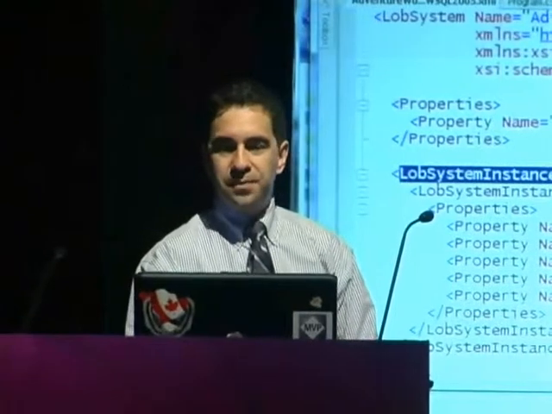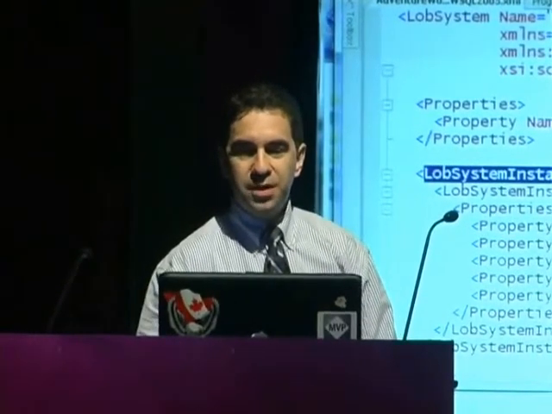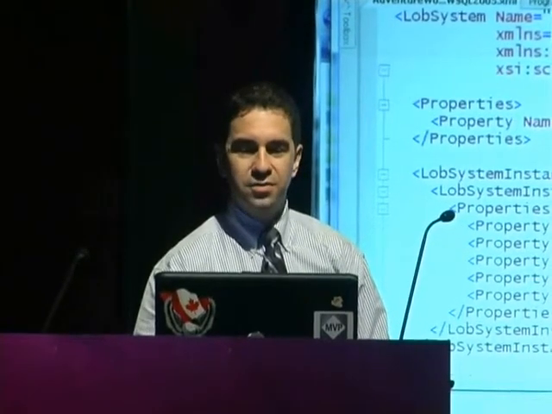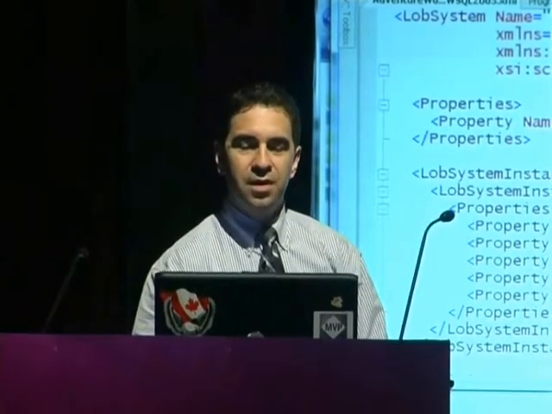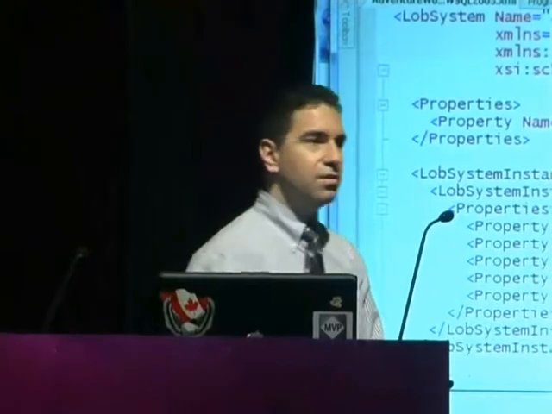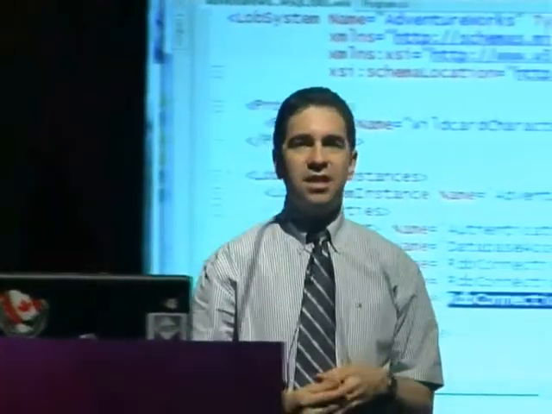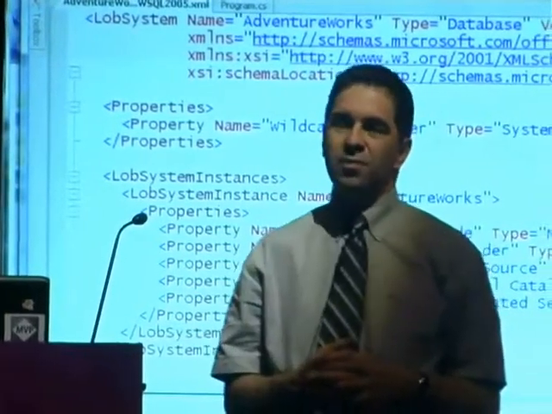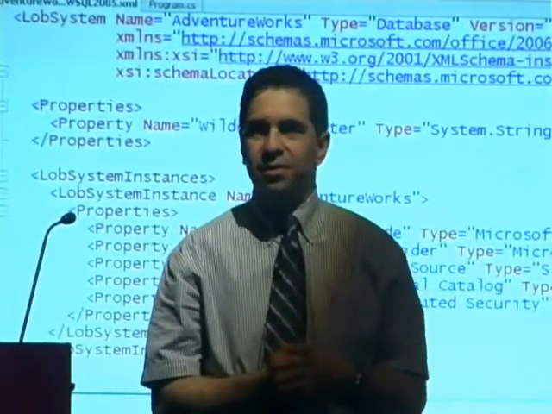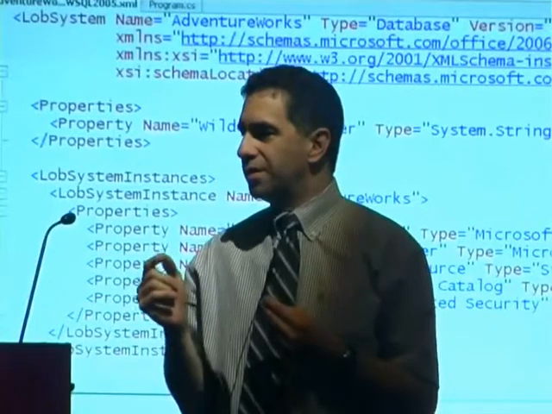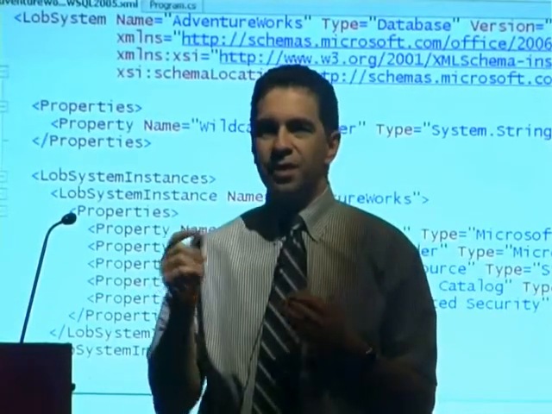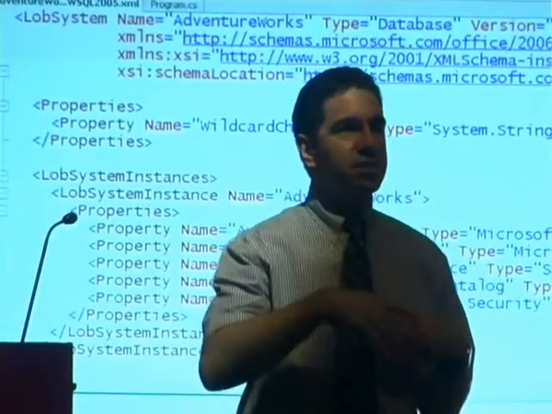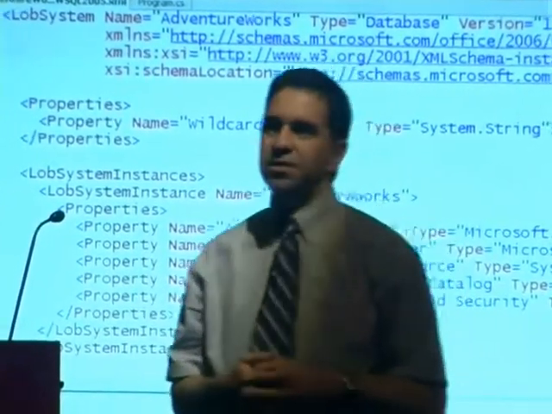So in this particular case, the properties turn out to be things like the data source, the initial catalog, use of integrated security. If you have any questions on how to authenticate against your particular data source, that's kind of out of scope of this talk, but there's single sign-on, for example. There are a lot of samples online for line of business system instances in various connection scenarios to different systems.